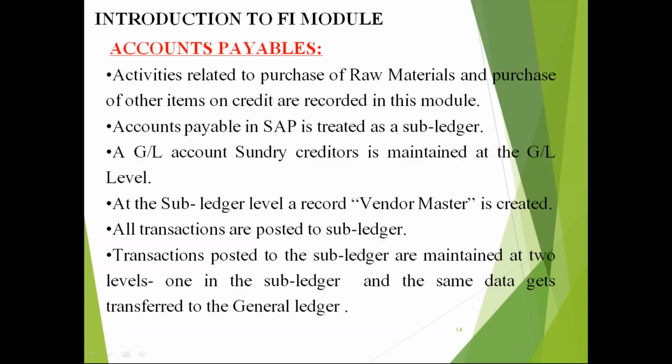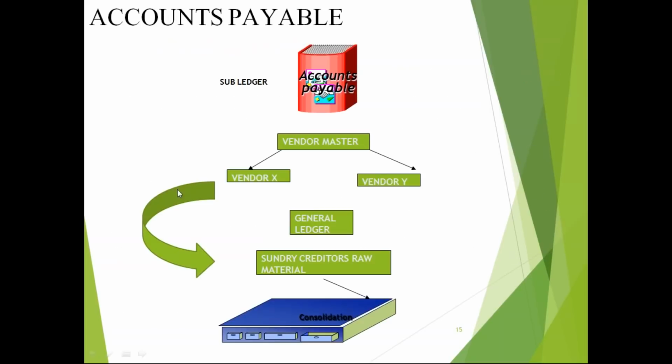And in SAP terms, when we talk about accounts payable, it's called a subledger. Now, what we are trying to understand here is how the transaction flow is going to take place in the accounts payable. So whenever I'm talking about accounts payable, let me get to this particular slide. Whenever I'm talking about accounts payable, I need to first create one GL account, which we call sundry creditors.